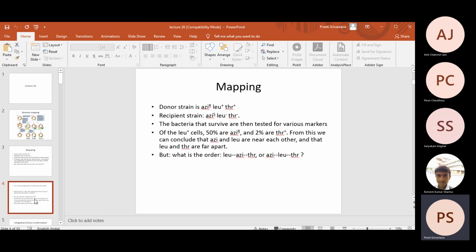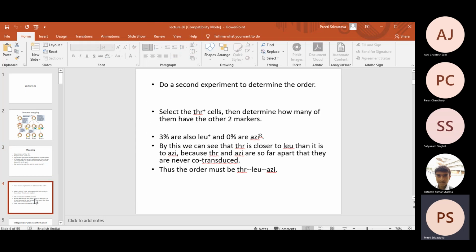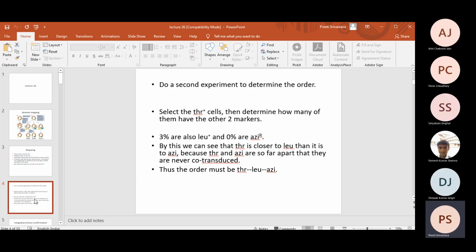So then what you do is you perform the next experiment, and in this case what you do is you select the threonine plus cells and then determine how many of them have the other two markers. So what was observed was out of the threonine plus cells, 3% cells were leucine plus and only 0%, that means none of the cells showed resistance to azithromycin.